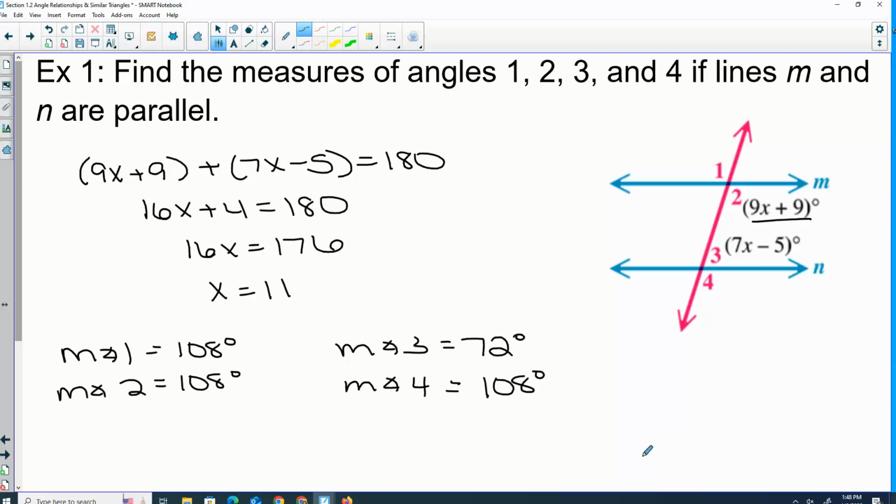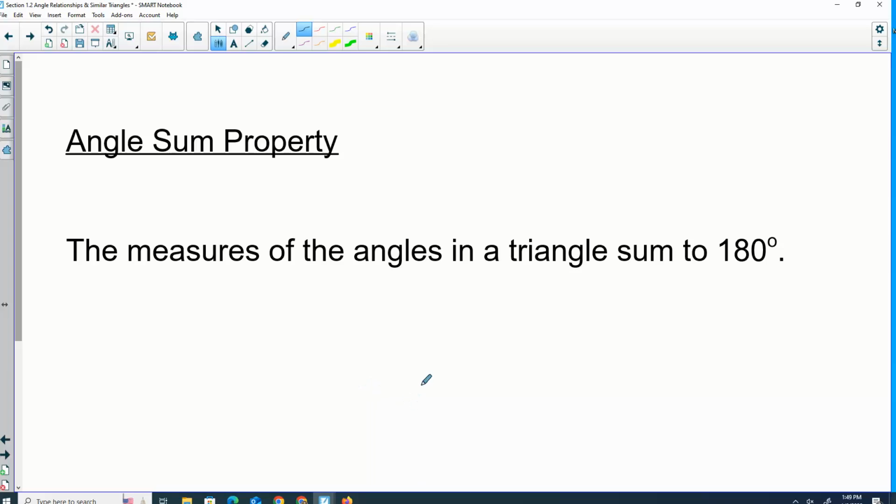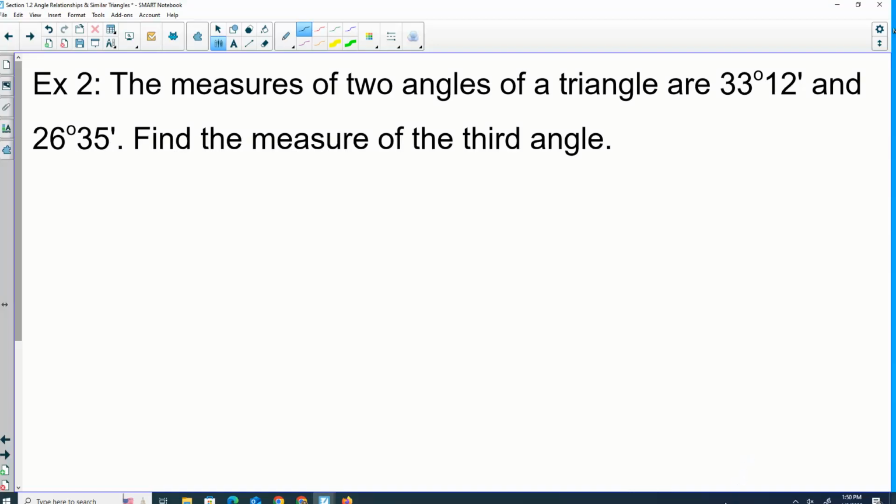All right. Triangles. What do all the angles in a triangle add up to? 180. So that's the next important piece. The measures of the angles in a triangle sum to 180. They add up to 180. So if I tell you the measures of two angles in a triangle are 33 degrees 12 minutes and 26 degrees 35 minutes. Find the third angle. What do we have to do first?